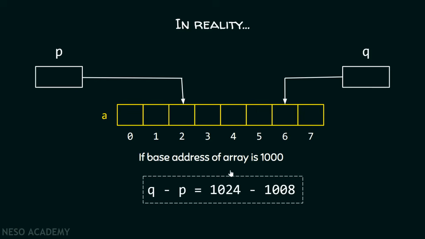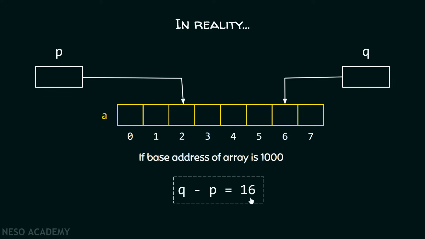Now, if we want to do the subtraction between these two pointers, then it gives us 1024 minus 1008, which is equal to 16, which is not the correct result, right? The result must be 4, but here we are getting 16. There is something extra in this result. Let's try to remove that extra part.